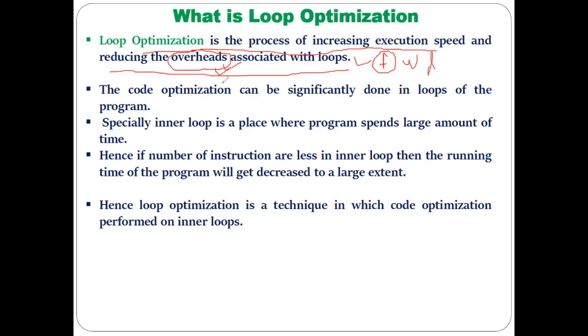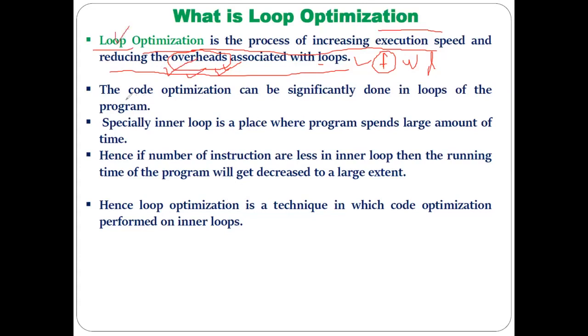So if you avoid such overhead, if you reduce the overhead associated with the loops, definitely the execution speed of the program is going to be improved. And that is called loop optimization. So here, same thing I have mentioned: loop optimization is the process of increasing the execution speed and reducing the overhead associated with the loops, reducing the unnecessary iterations and unnecessary looping. That is called loop optimization.